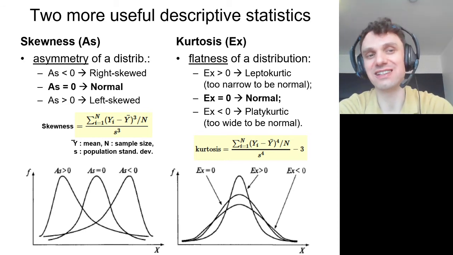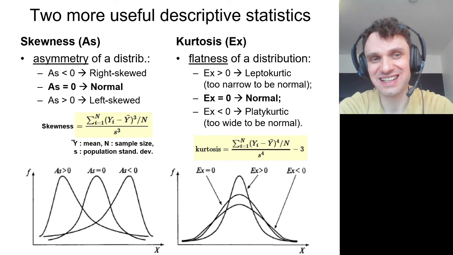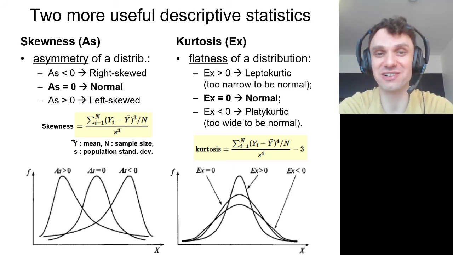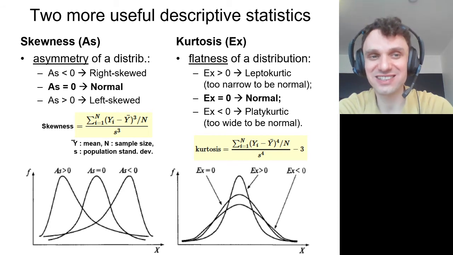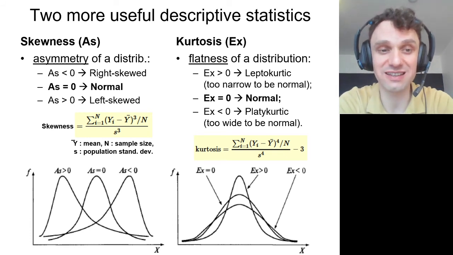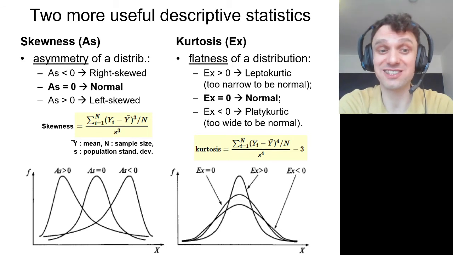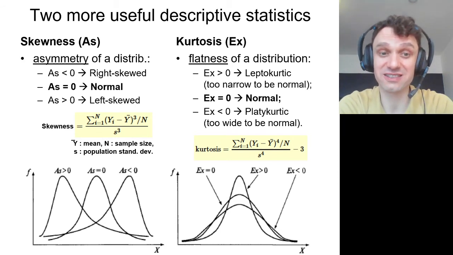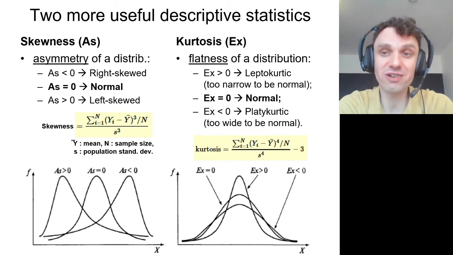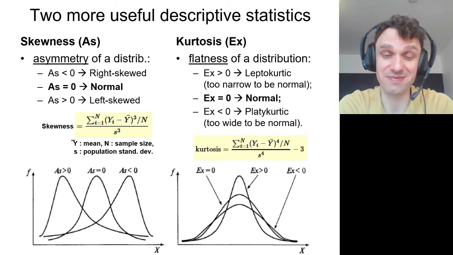Why are we interested in skewness and kurtosis? Because they tell us whether our distribution resembles the normal distribution. Skewness reflects whether our distribution is symmetrical or it is skewed. So here on this graph, you can see that if your skewness is large and positive, it is skewed to the left. If it's large and negative, it is skewed to the right. And for a normal distribution, skewness is always exactly 0.